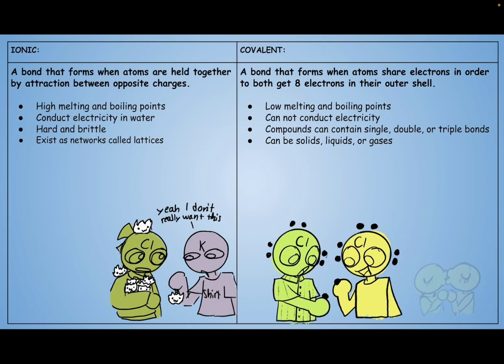And then covalent bonds is a bond that forms when atoms share electrons in order to both get 8 electrons in their outer shell. They have low melting and boiling points, cannot conduct electricity. Compounds can contain single, double, or triple bonds, and they can be solids, liquids, or gases.